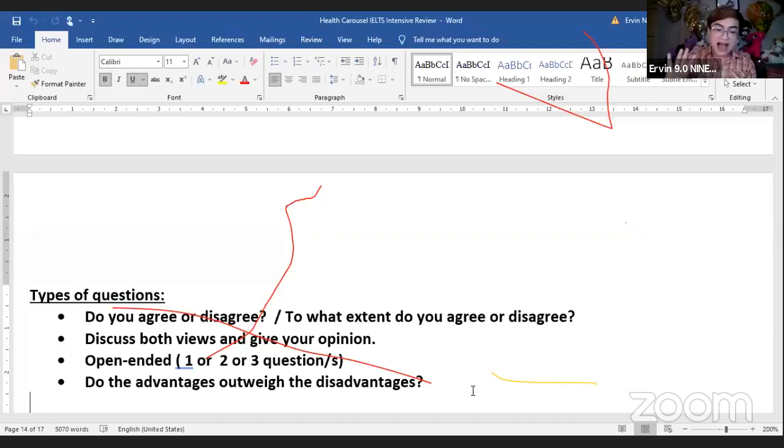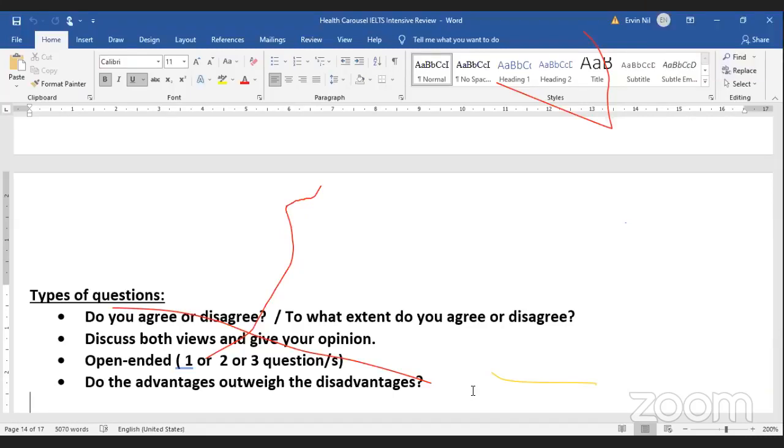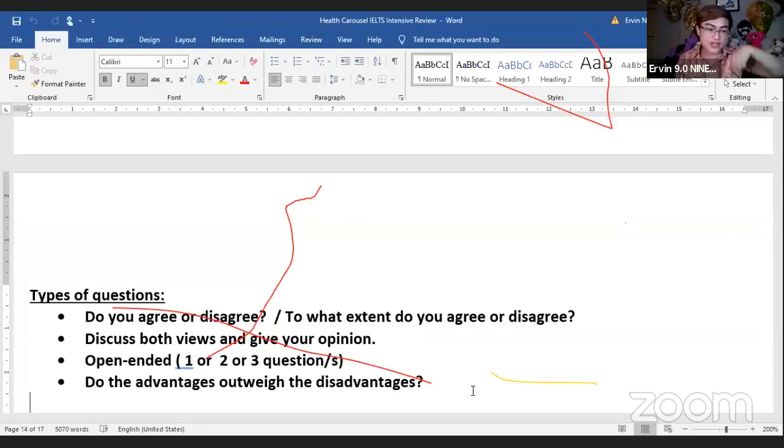Now, the fourth one, do the advantages outweigh the disadvantages? In the regular lecture, we tackle all of them. But hello, this is a free class where everyone is welcome to attend, and we have a limit of 2 hours per week. So last week, 2 hours for speaking, now 2 hours for writing task 2. Hopefully, we'll be given the go signal to conduct writing task 1 for 2 weeks next week, Wednesday, and then reading the following week, and then listening the following week. Meanwhile, I'll just focus on the first one, agree or disagree, to give you an idea how you're supposed to deal with this on the actual exam.